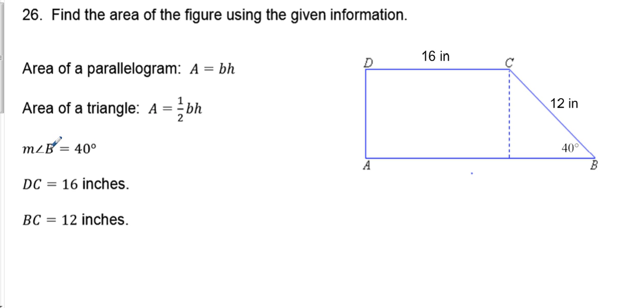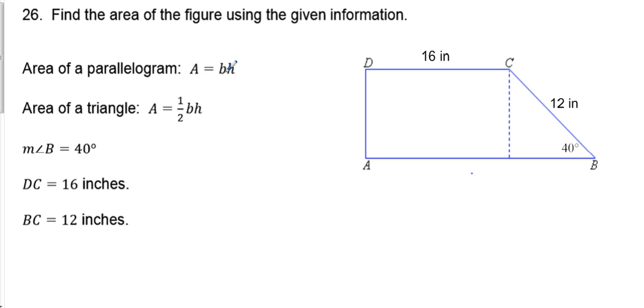Now, we're given some information. The measure of angle B is 40 degrees. That goes here. The measure of side DC is 16 inches, and I've added that here. The measure of side BC is 12 inches, and I've added that here. Now, we're missing certain parts from both these figures so that we can't just use the formulas outright.